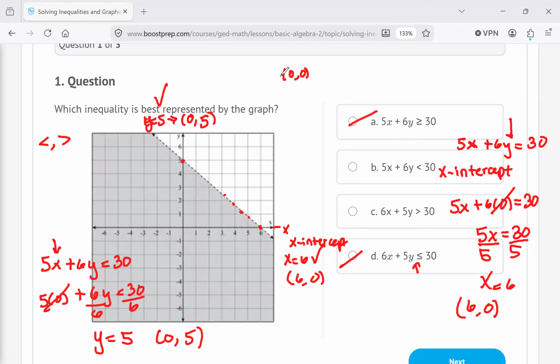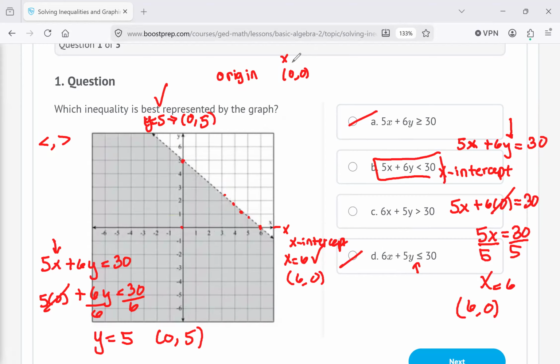So what I will always do is pick the origin, because usually the graph doesn't go through the origin. See, this is the origin right here. As you can see, this graph doesn't go through the origin, so we can use that point. And what we do with that point is put it back into the inequality. So do not put it in the equation, put it back into the original inequality. And what do I mean? So here I'll show you.